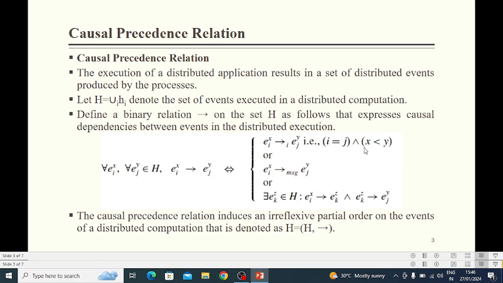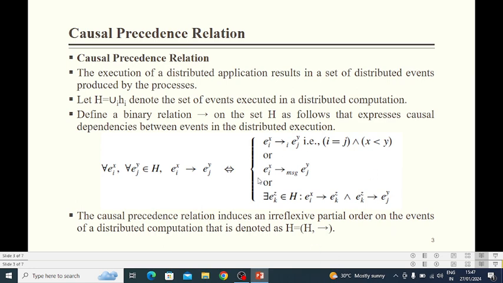One more condition must be satisfied. This x must be less than y. That means the event y must be executed after the completion of the xth event, or otherwise the xth event must happen before the execution of the yth event. That is the meaning. If this is the case, then we can say that the xth event of the ith process causally affects the yth event of the ith process.